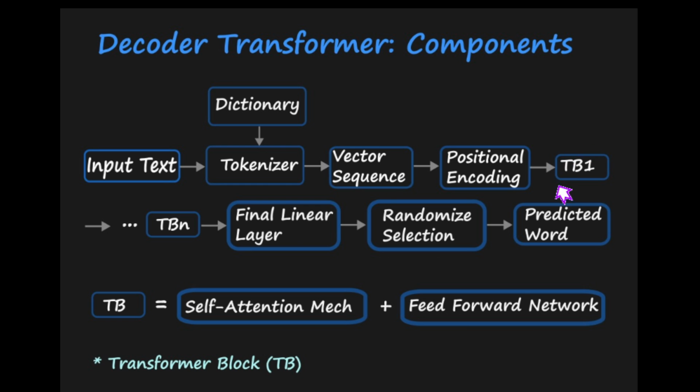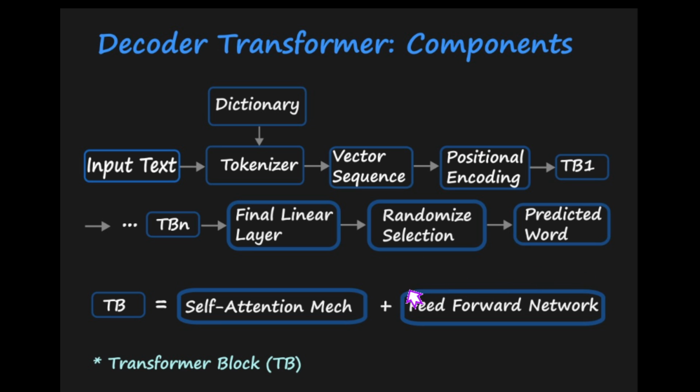Then here's the heart and soul of it. The transformer blocks. You can see down here, transformer block. The transformer block has two main components. The self-attention mechanism. This is the big deal right here. And the feed-forward network. This is the innovative genius of the decoder transformer, the self-attention mechanism. I'll be covering this in the next video, in part 2 of this tutorial.